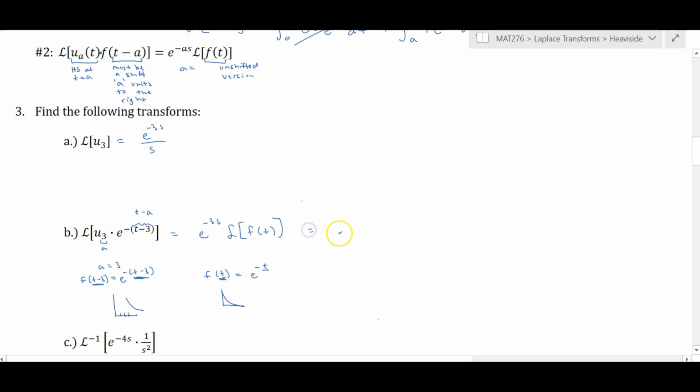All right, well that gives us that this is going to be e to the negative 3s times the Laplace of e to the negative t. We already know that the Laplace of e to the at is equal to 1 over s minus a, and so this will simply become e to the negative 3s times 1 over s. Now a in this case is negative 1, so this will be s plus 1, because the signs are opposite of one another. And there we go. That is how we find the Laplace of a function that is shifted.